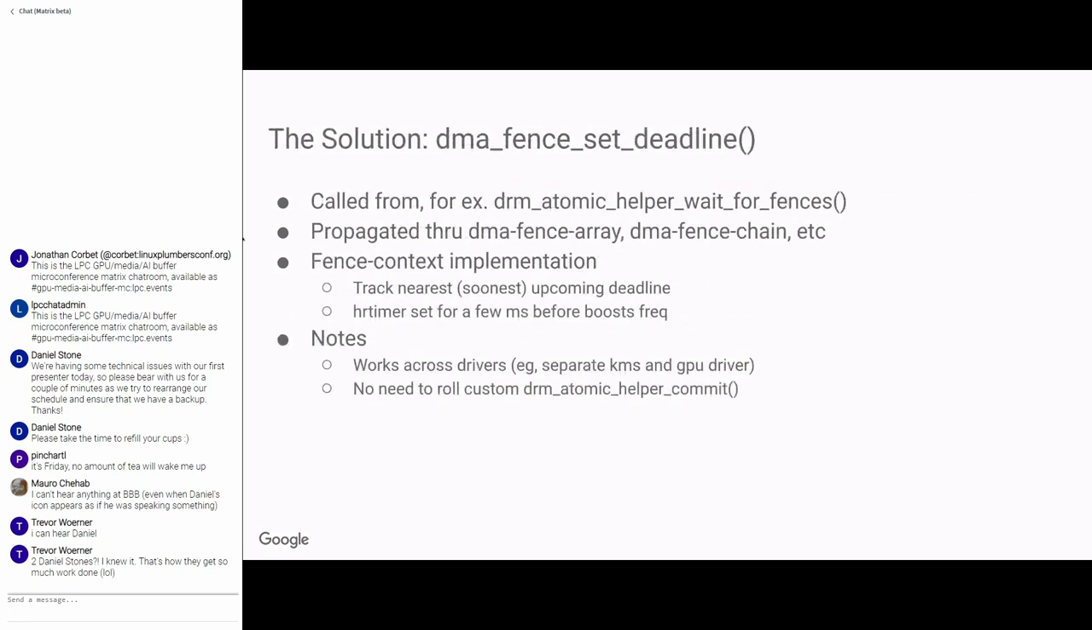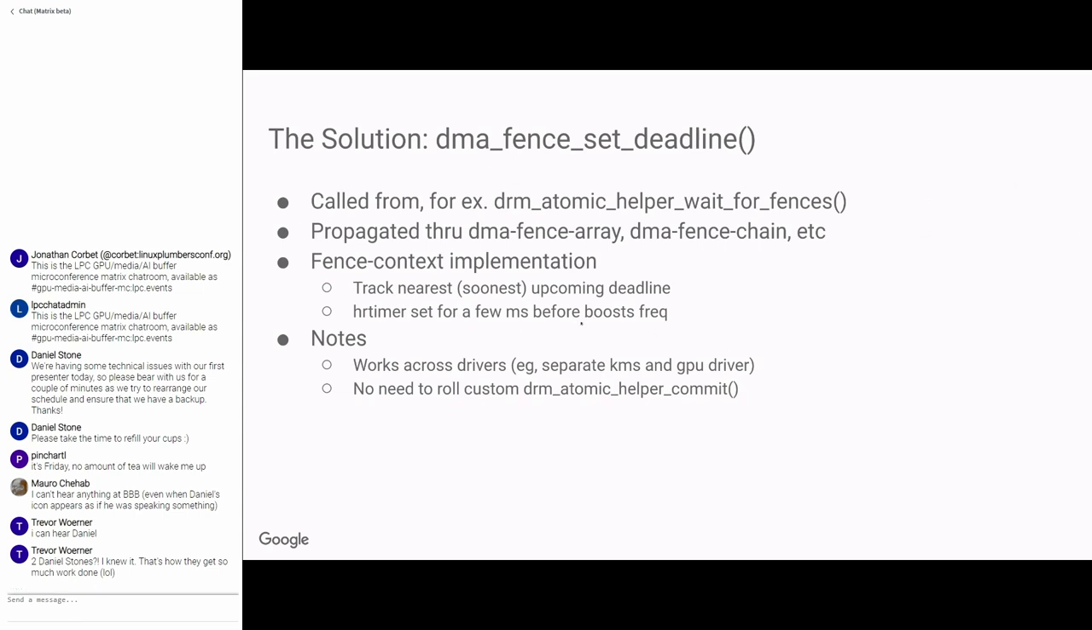I'm running through this kind of fast, but stop me if anyone has questions. So anyways, the solution here is to add a new method on the DMA fence: set deadline. It's not necessarily specific to vBlank, but vBlank's an obvious place where you'd want to use this. So in my patch set, I had a call from the DRM atomic helper wait for fences. And I should mention i915 does something similar internally, where it boosts the GPU frequency based on page flip, although I think that moved around last time I looked.